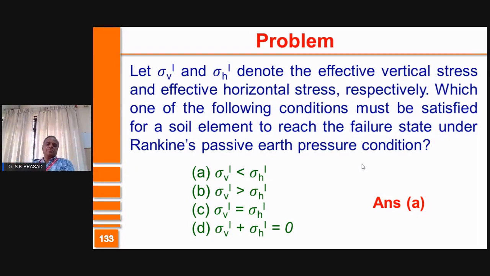So, whenever you are considering the passive situation, you should know that sigma v is much smaller than sigma h. Or in other words, sigma v is less than sigma h. Or more precisely, sigma v prime is less than sigma h prime. So the solution is directly obtained, and the answer to this question is A.